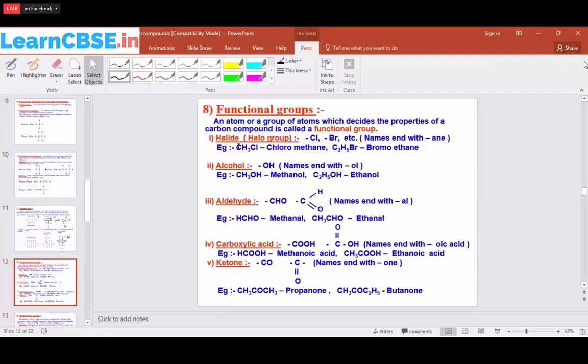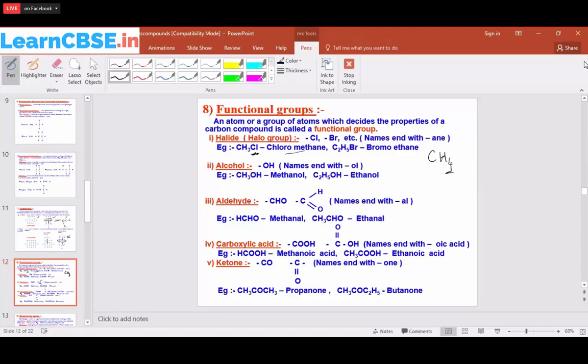The first one is the halo. Halo means the halogens, which are present in group 17 in the periodic table: chlorine, bromine, fluorine, iodine. Those we call halogens. Now here, we know that the methane formula is CH4. So this is the methane. Here, one hydrogen atom we have replaced with a chlorine atom. So this we call chloromethane.